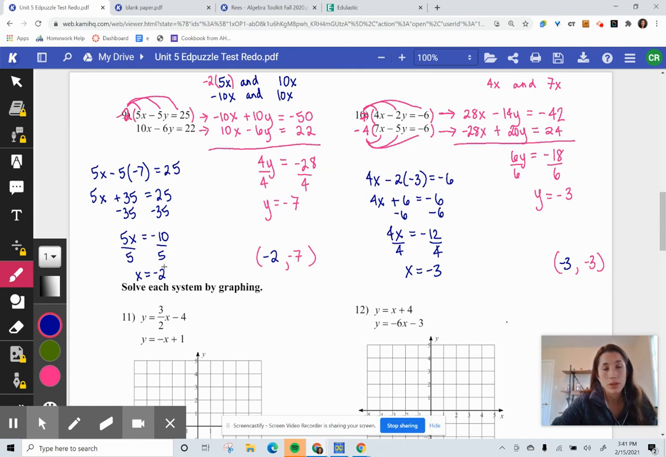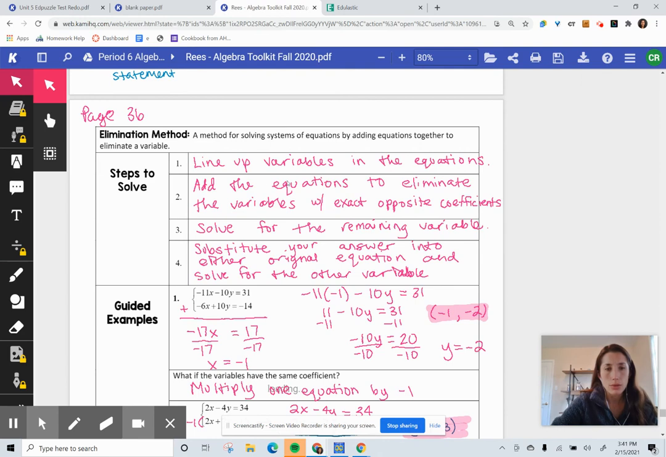Okay, now the next thing we're going to look at is graphing. Solve each system by graphing. Let's go back in our toolkit really quickly and look at the graphing method here.